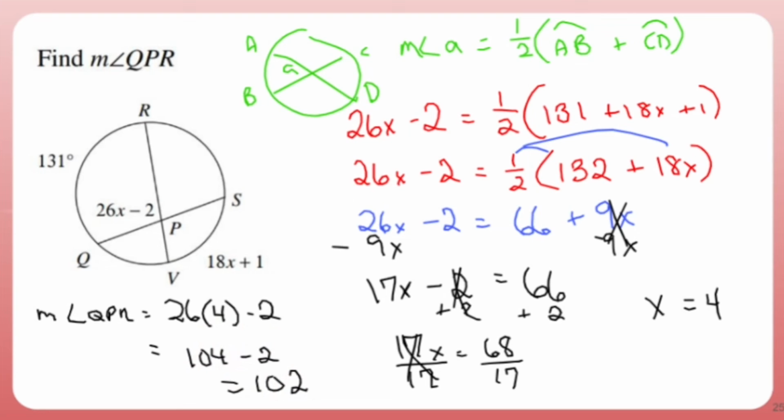So in the little space that I have down here on the bottom right, I will write out that the measure of angle QPR is 102 degrees. Almost made a fatal mistake there, but I didn't.